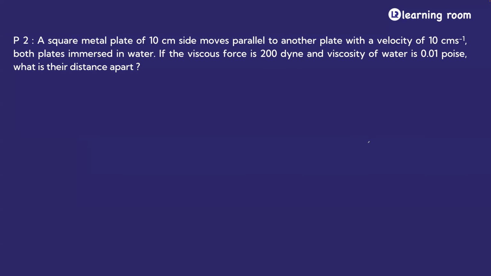The next question is, a square metal plate of 10 centimeter side moves parallel to another plate with a velocity of 10 centimeter per second. Both plates immersed in water. If the viscous force is 200 and viscosity of water is 0.01 poise, what is their distance apart? So same thing, collect the data.